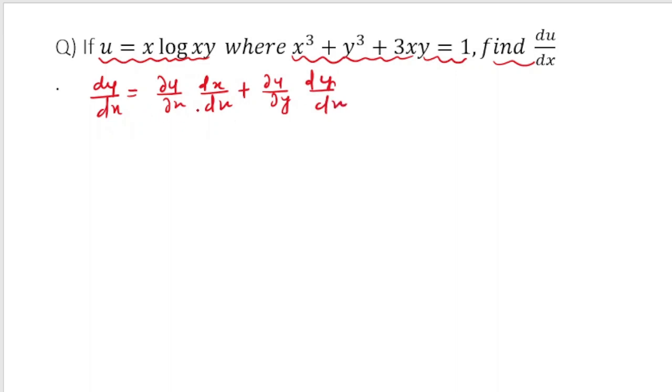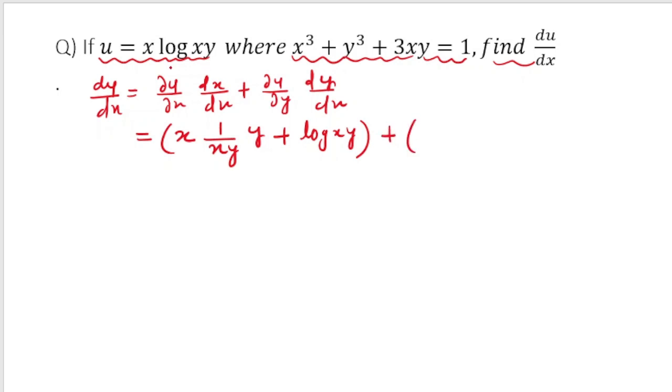Okay, now dx by dx is equal to 1, we know that, and if I differentiate this partially with respect to x, I have to use the product formula. So first function is x, derivative of log xy is 1 by xy, and then xy with respect to x again will give you y, plus second function, that is log xy, and derivative of x will give you 1. Dx by dx is already 1.